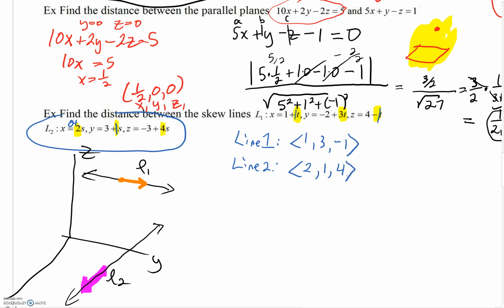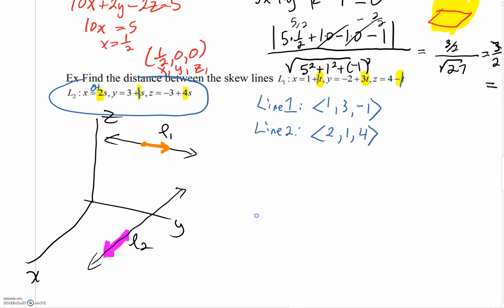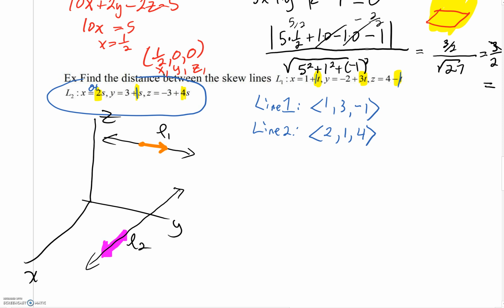And these two direction vectors, I actually drew a picture of some skew lines right here, and I think you can very quickly see that in this orange arrow, that would be line 1. You could consider that to be a direction vector. Line 2 down below is going to have a direction vector also. Maybe that's more like the pink one.